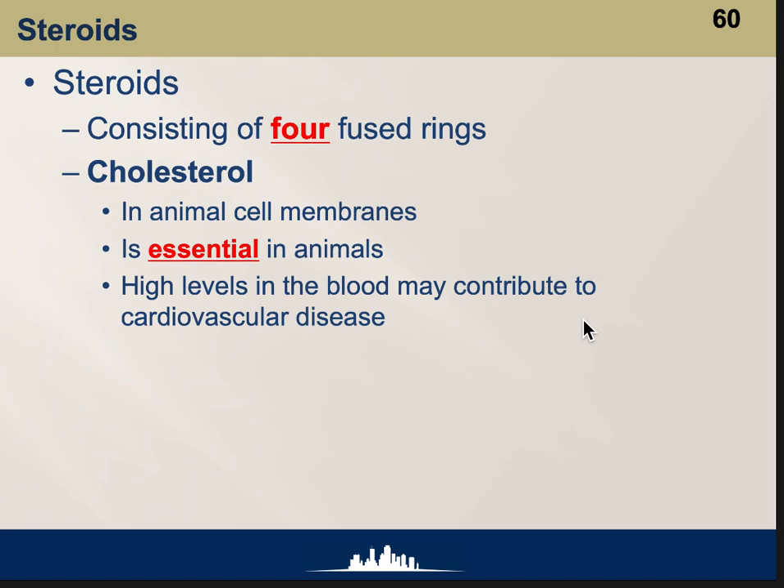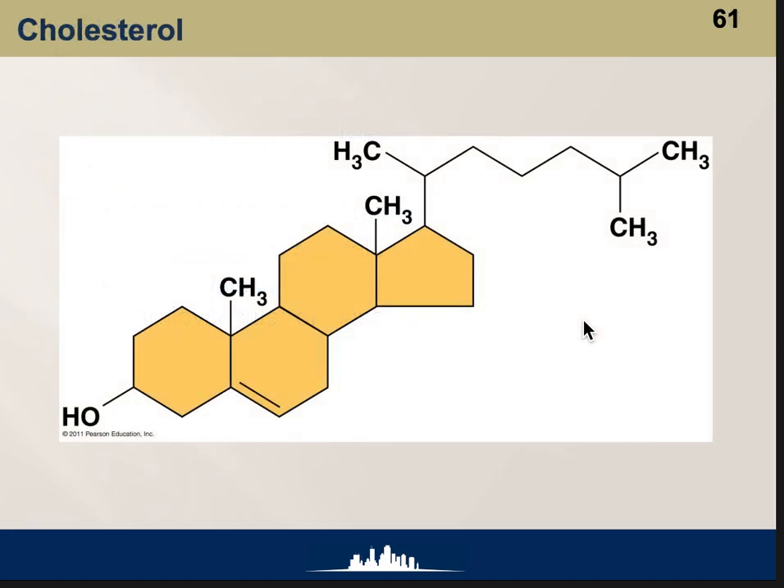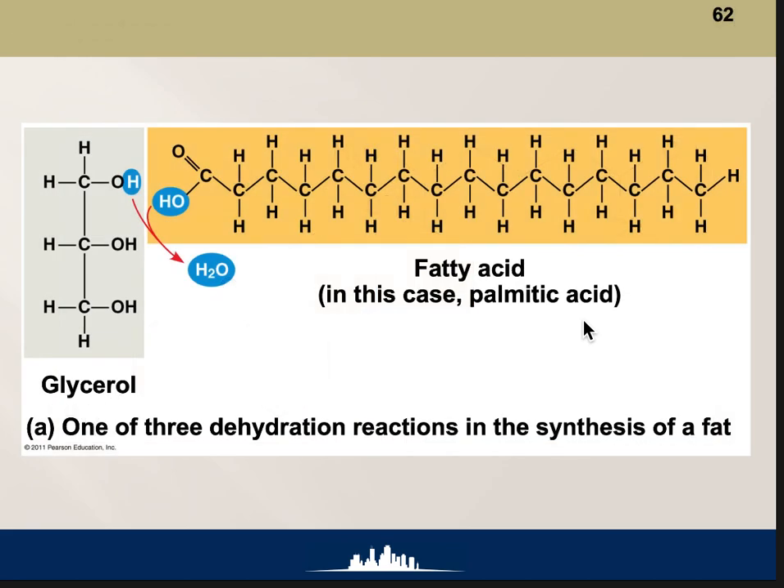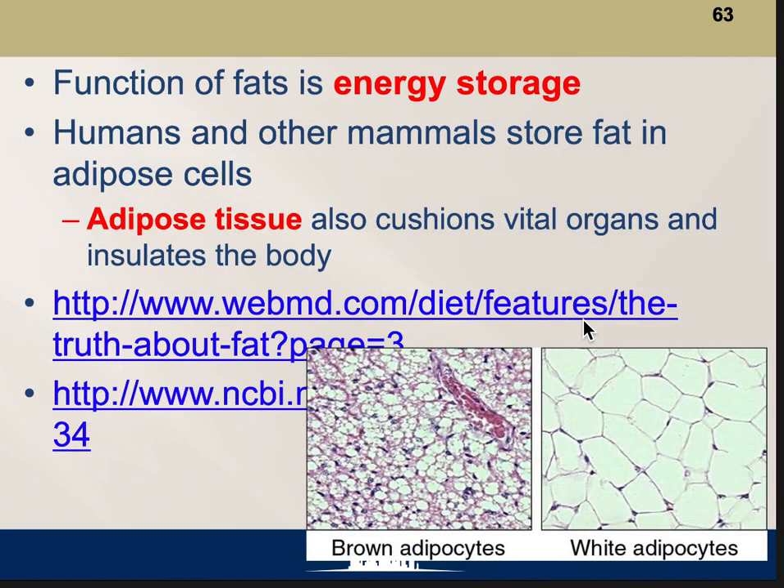So we have high levels in blood that can actually contribute to cardiovascular disease. And so we have cholesterol, 4 fused rings. And so then we have the dehydration, so we see that this can occur. We have a glycerol with a fatty acid tail. And we understand that fats, with a function of fats in general, there is energy storage. And how humans do this is that they store fat in adipose cells.